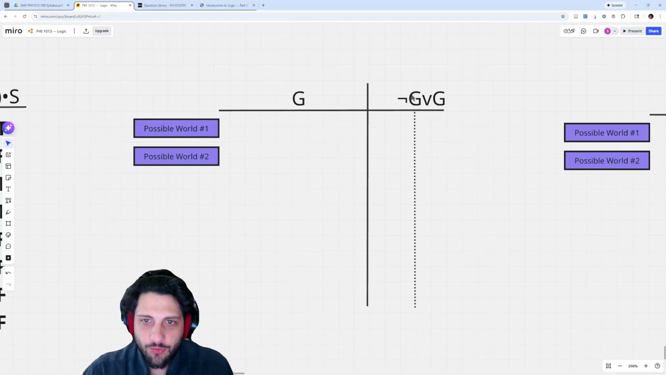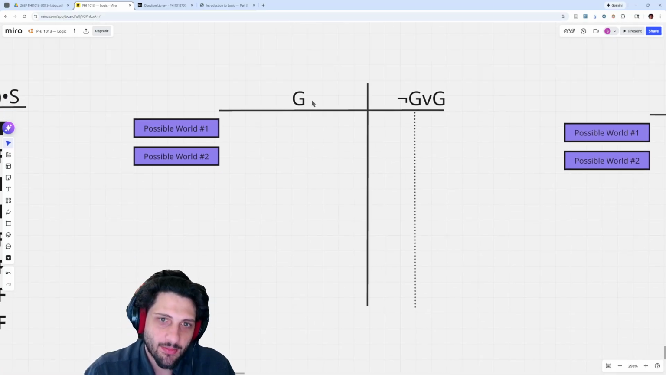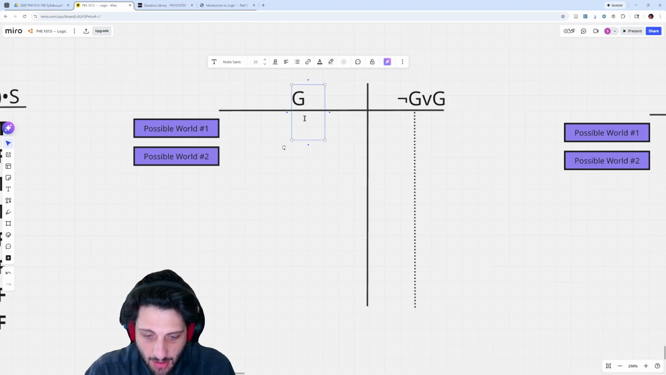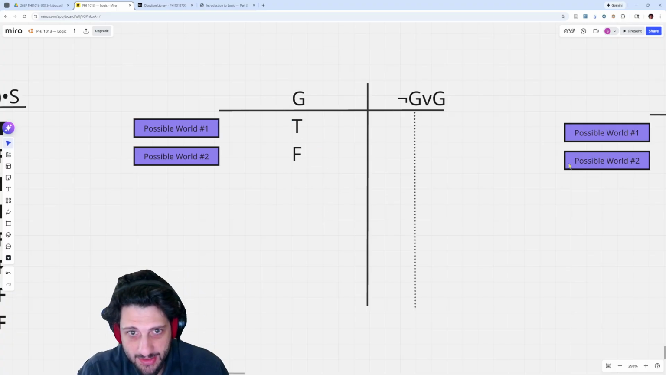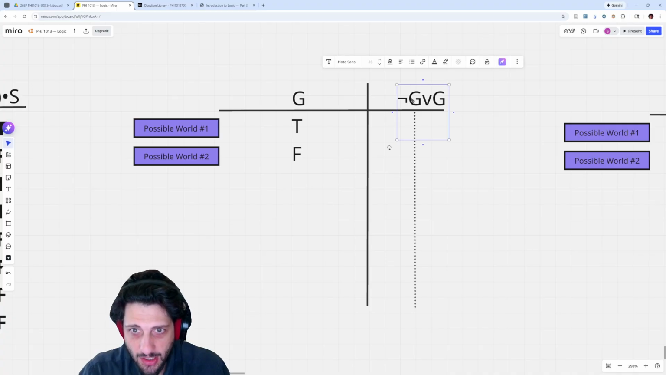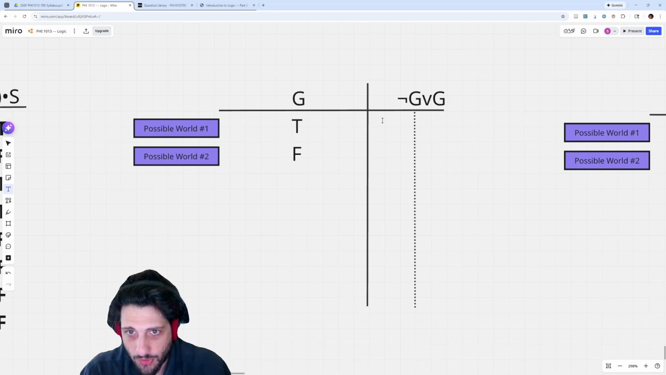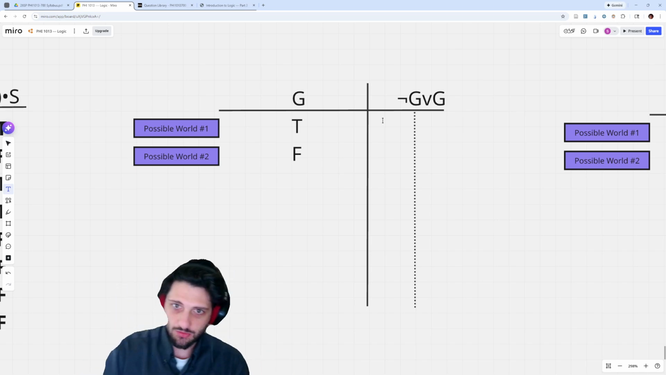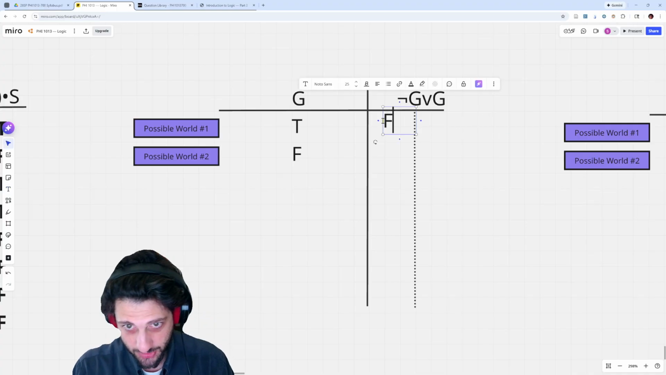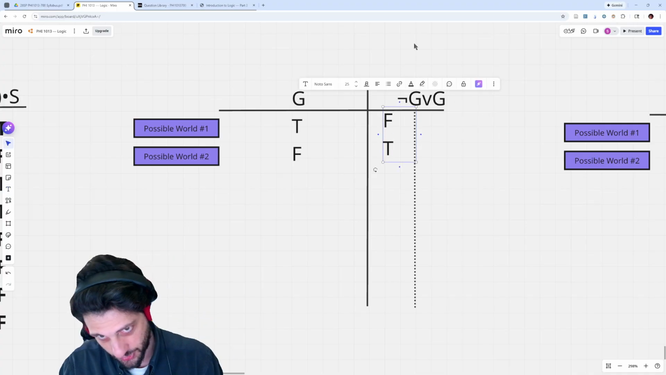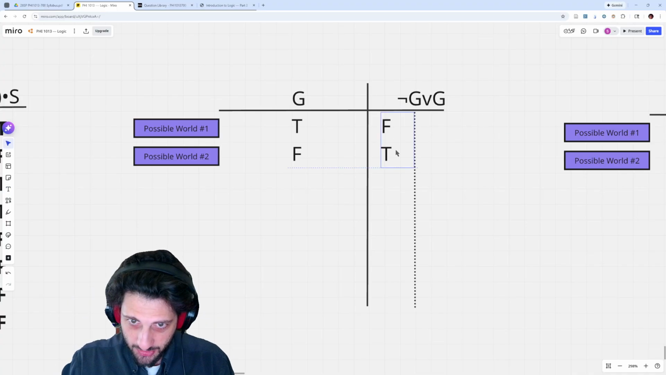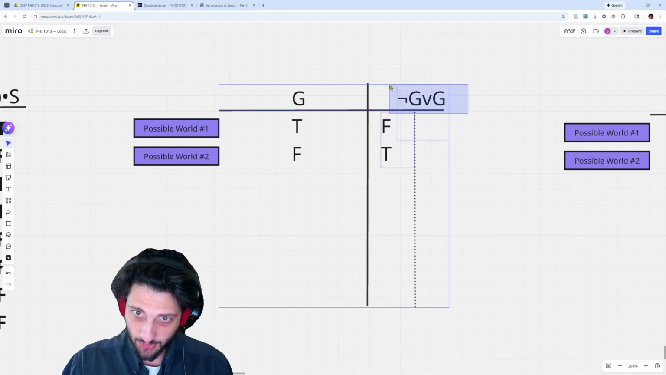All right, how about if we just have one atomic statement? Well, then all I know is it could either be true or false. Those are all the possibilities. So I come over here and say, again, I don't know the value. Before I can do the or, I need to figure out when not G is true, so I need to do that first. Not G is going to be false in the first world and true in the second. So now I can ask, when is the or going to be true?